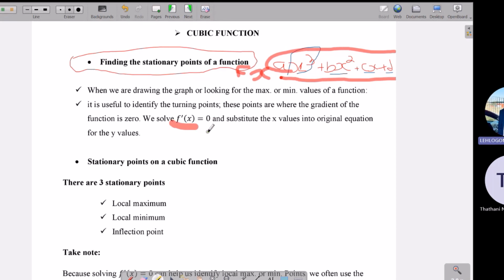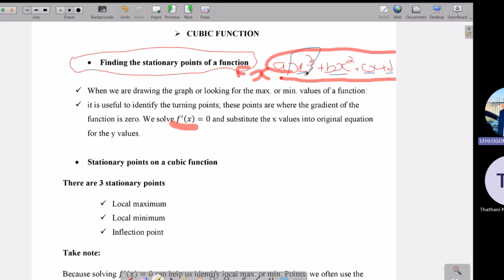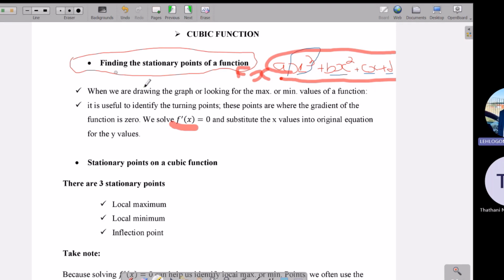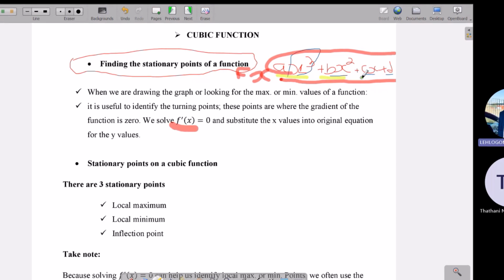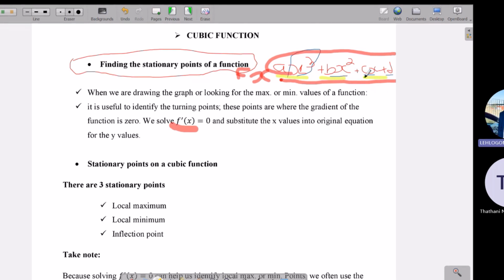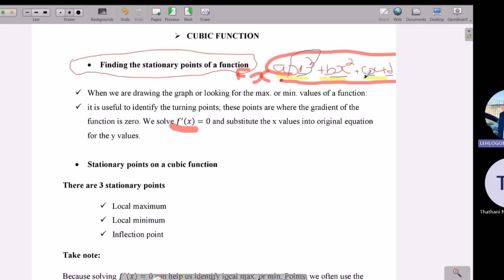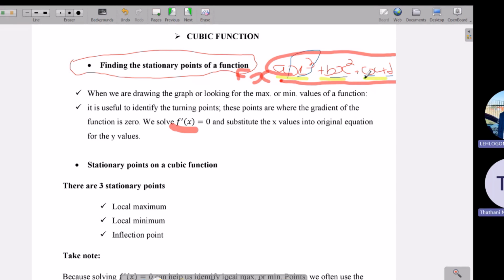Then you start by deriving this whole thing. Like I said, the first part you derive is ax to the power of 3, then you derive the second part, then the third part, and the fourth part, which is a constant, you just write 0, it becomes 0. And then the whole equation, after you have derived it, has to be equal to 0. I repeat again and again, it has to be equal to 0.